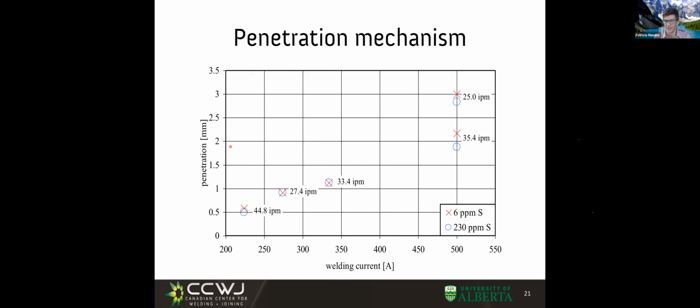The answer is no. In this case, sulfur plays no role because we have no recirculating flows to increase the penetration. And these are my own experiments, so these I kind of trust. I did the same welds with 6 ppm of sulfur and 230 ppm of sulfur. And we see that for all these welding currents that were giving me this gouging region penetration, sulfur played little to no role. In this case, actually, it's even backwards. I think it's just an experimental artifact.